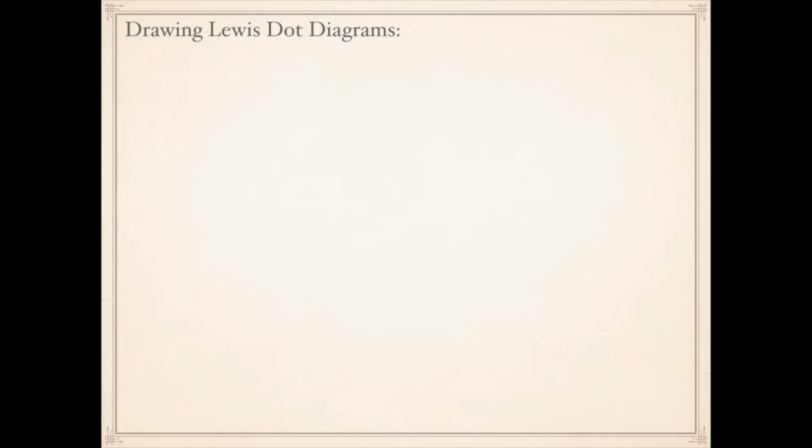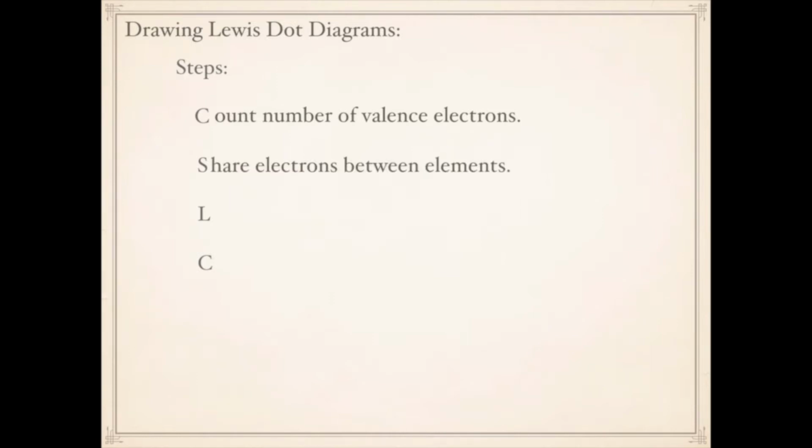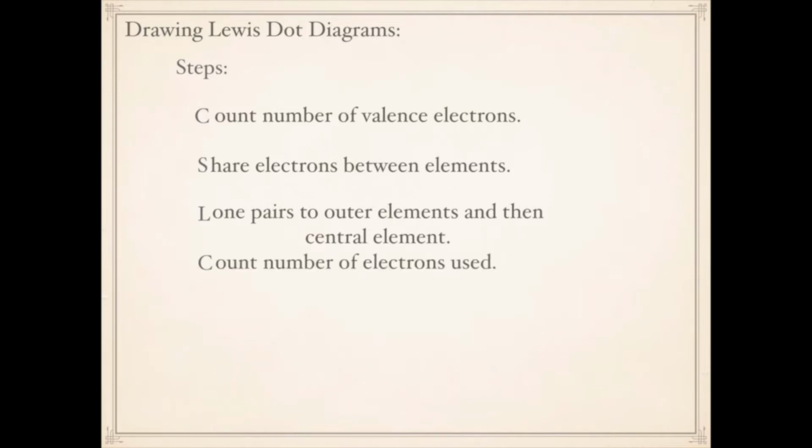So there are specific steps that you need to take to make sure that you're doing it correctly. And the steps are CSLC. So let's look at each of these. C stands for count the number of valence electrons. So we'll look at that in just one second. Next, you're going to share electrons between elements. Then you're going to add lone pairs to the outer elements and then to the central element, and we'll look at that. And then you're going to count the number of electrons used, and that needs to match the number of valence electrons. If it doesn't, then we have to problem solve, and so we'll get to that in class.